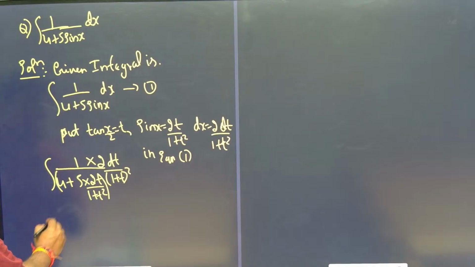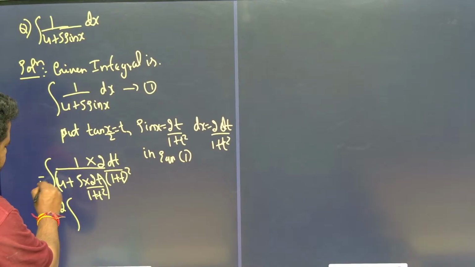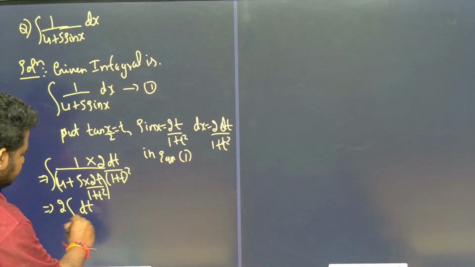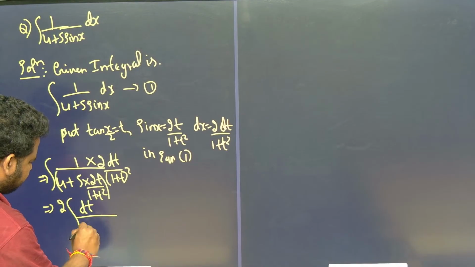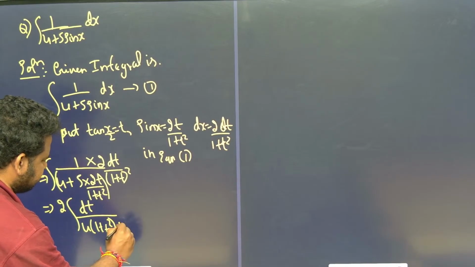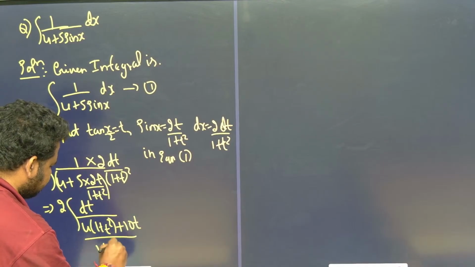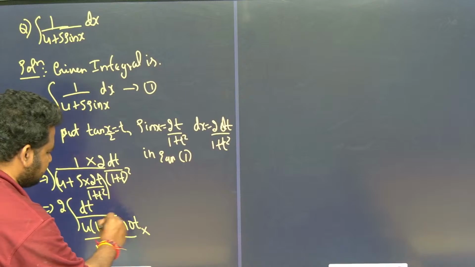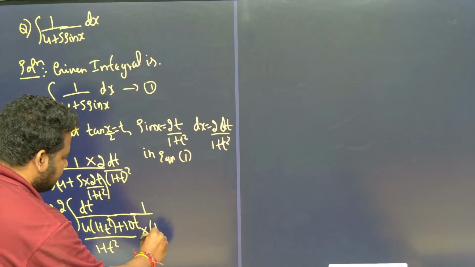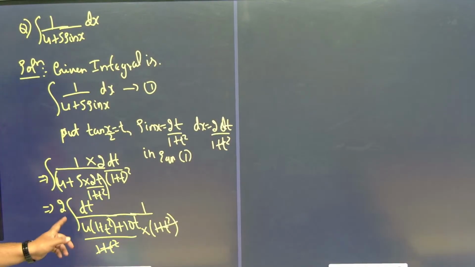Now let us take the LCM. Let us take 2 outside. So this implies 2 dt by 4 into 1 plus t square plus 5 into 2, which is 10t, divided by 1 plus t square will be the LCM. Here I'll have 1 by 1 plus t square, correct. Now this and this I can cancel. Now what I'll have? 2 dt.